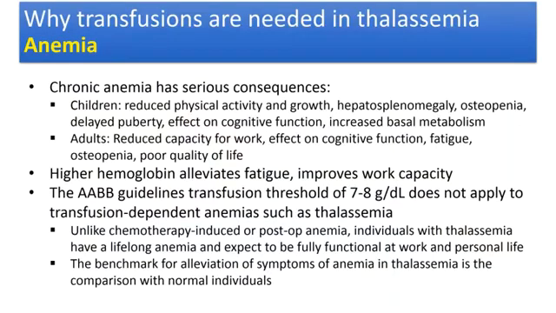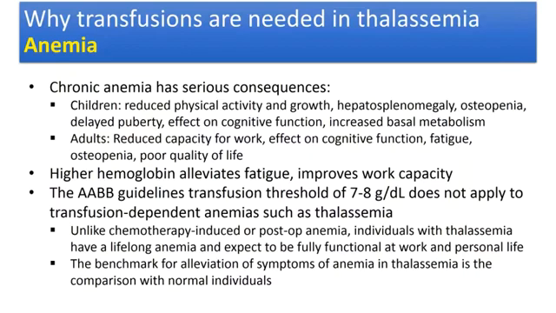So let's begin by asking why transfusions are done in thalassemia. And the first reason is anemia. Now, chronic anemia has serious consequences. For example, in children: reduced physical activity and growth, liver and spleen enlargement, weak bones, delayed puberty, effect on cognitive function, and increase in basal metabolism, which has nutritional consequences. In adults, there's reduced capacity for work, effect on cognitive function, fatigue, osteopenia, and a poor quality of life.